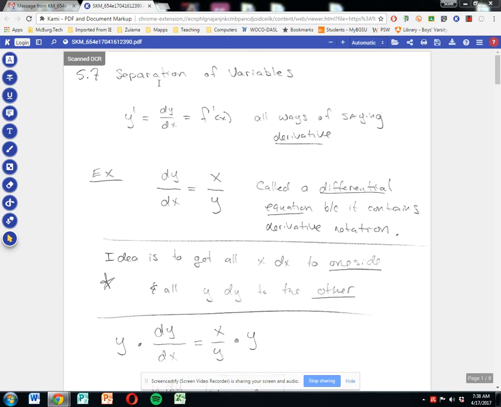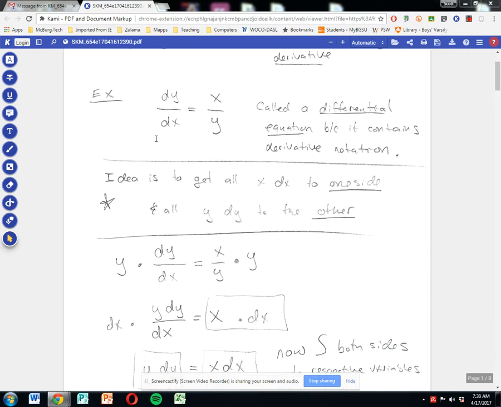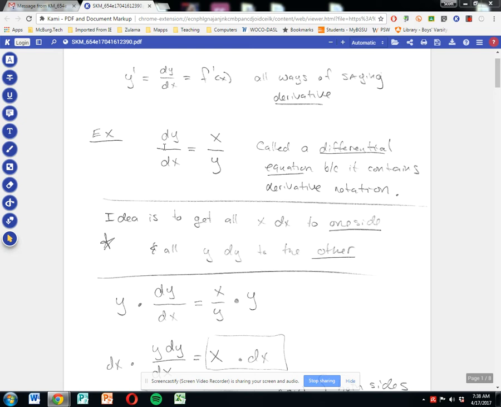So to start off with, let's remember that these are the different forms of saying derivative: y prime, dy dx, and f prime of x. In this particular lesson, you'll be working mainly with these two on the left. We're going to start off with a differential equation, dy dx is equal to x over y. Notice it involves a dy dx. When it involves a derivative, generally we call it a differential equation.